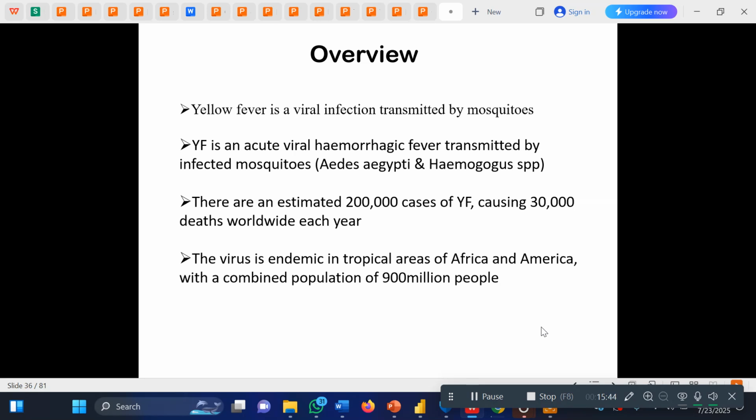Yellow fever virus is an acute viral hemorrhagic fever transmitted by infected mosquitoes, basically the Aedes aegypti and the Hemorrhagic species. There are an estimated 200,000 cases of yellow fever, causing about 30,000 deaths worldwide each year. The virus is epidemic in tropical areas of Africa and America, with a combined population of 900 million people at risk.